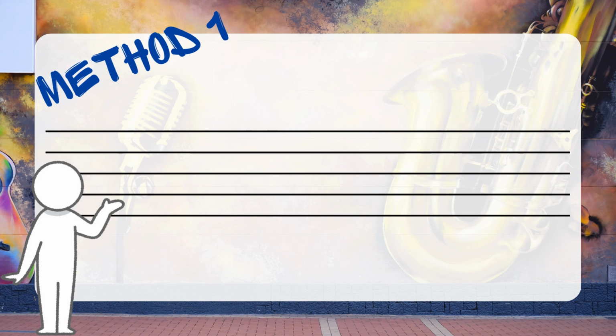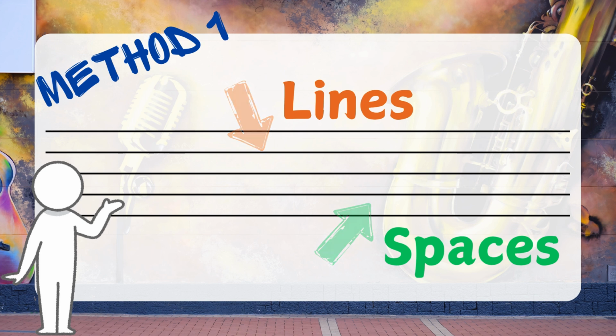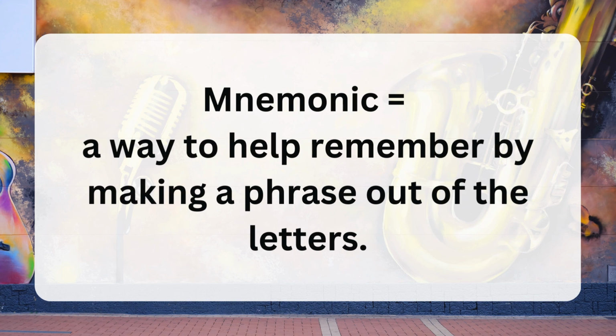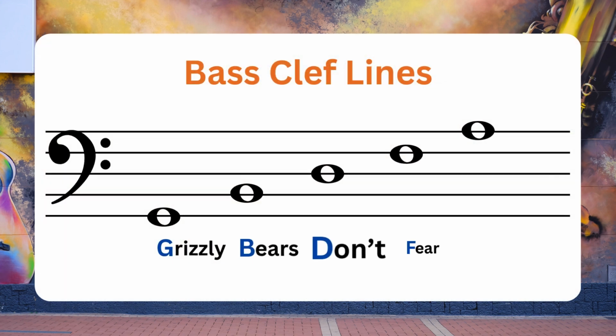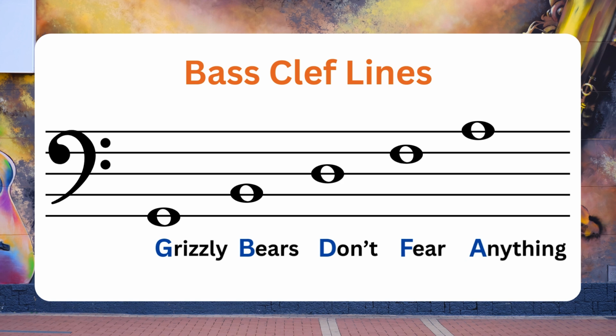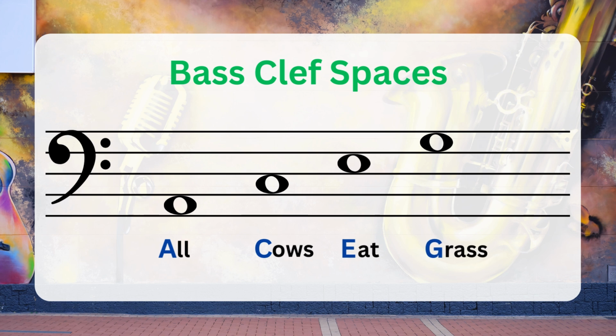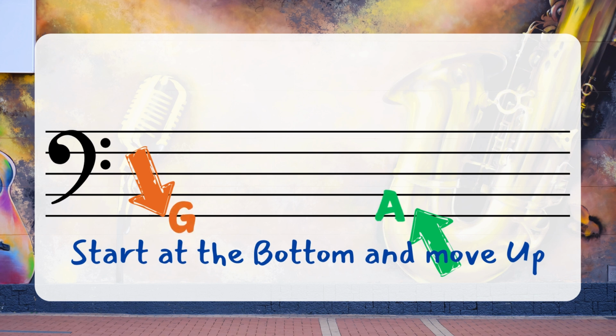One way is to memorize the lines and spaces. The bass clef lines are G, B, D, F, and A. Many beginner musicians memorize this by making a mnemonic, such as grizzly bears don't fear anything, or some other creative variation. The bass clef spaces are A, C, E, and G. A mnemonic for this might be all cows eat grass. For memorizing both the lines and spaces, it is important to remember to start on the bottom line or bottom space, the pitches listed up from there.